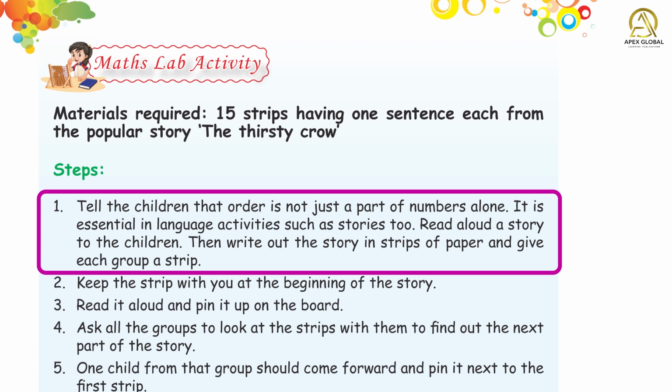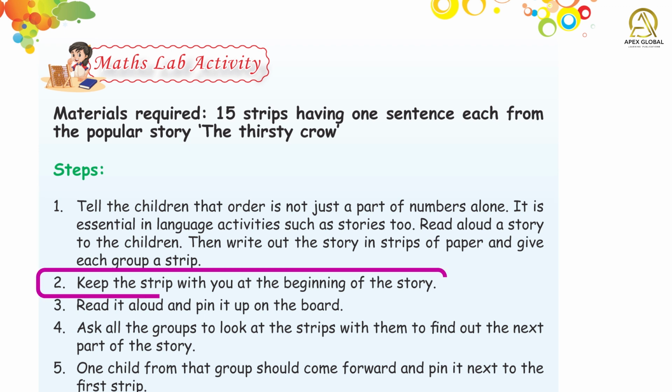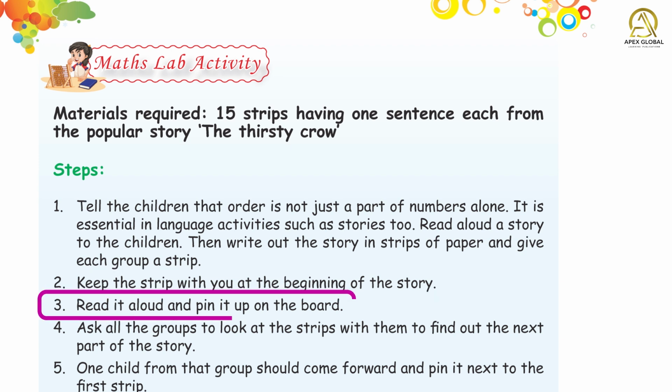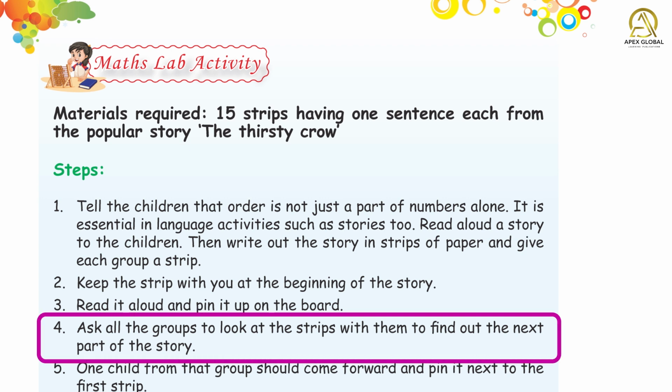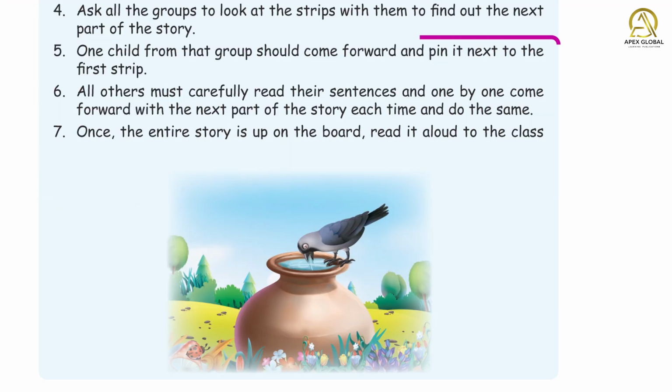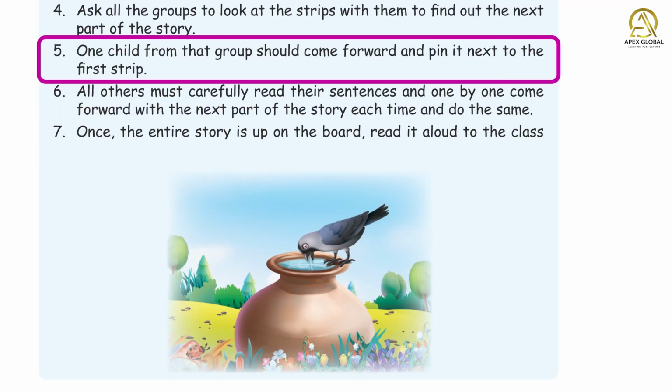Read aloud a story to the children, then write out the story in strips of paper and give each group a strip. 2. Keep the strip with you at the beginning of the story. 3. Read it aloud and pin it up on the board. 4. Ask all the groups to look at the strips with them to find out the next part of the story. 5. One child from that group should come forward and pin it next to the first strip.